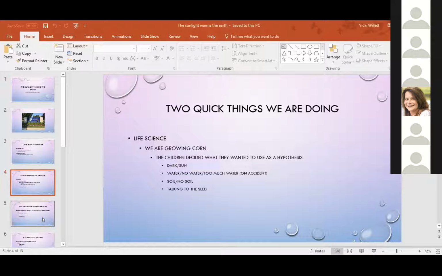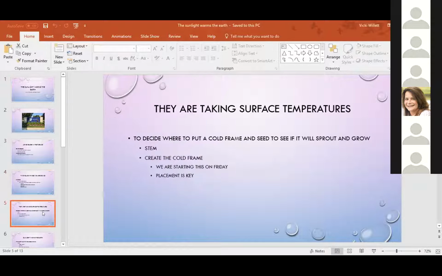But the interesting thing that happened was outside, we put a greenhouse from IKEA out there, and the wind blew it down. And the kids are like, but Mrs. Willet, we need to see how the corn is going to grow with real sun as opposed to what is shining through the window, which went into what we were doing with GLOBE, with checking surface temperatures and where's the best place. And so starting on Friday, we're going to start to build a cold frame to find out exactly where the best place to grow will be.